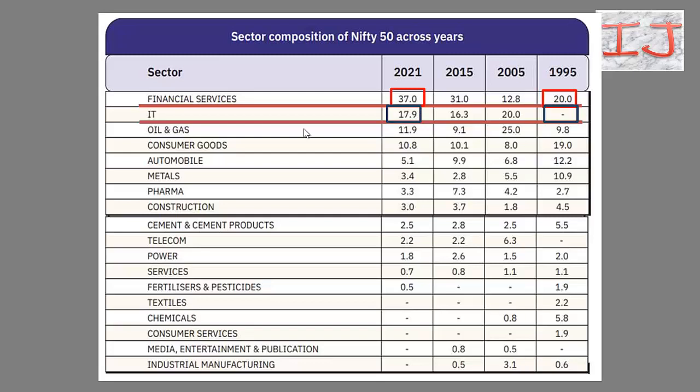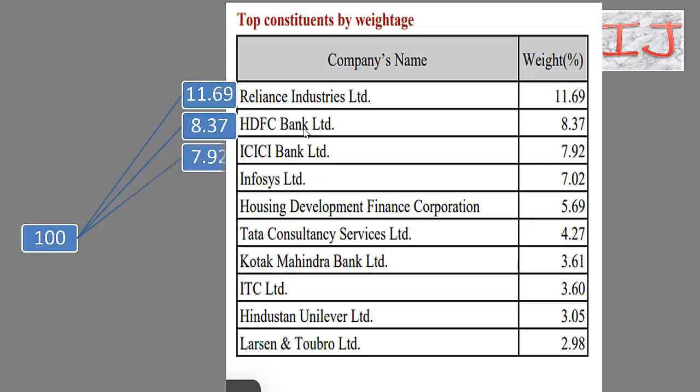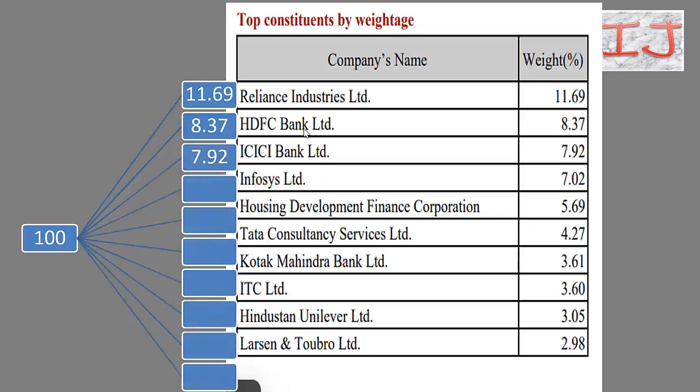Further, companies get weightage in the index as per their size. Presently, Reliance Industries is the biggest company in terms of market cap, so it has the highest weightage of 11.69%. If one invests in Nifty 50, his money will be invested in the same proportion as the weightage of the company. That means today if someone invests in a Nifty 50 index fund, 11.69% of the money will be invested in Reliance.